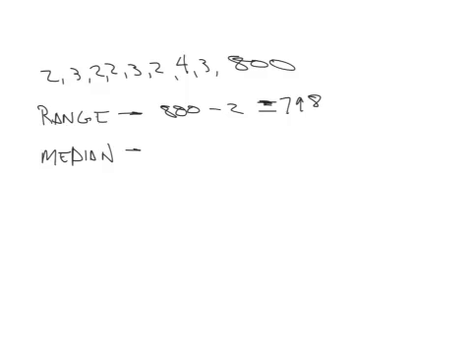Alright, so we're going to put them in order. 2, 2, 2, 2. I got rid of that, that, and that. 3, 3, 3. 4, 800. So that got rid of all that. Alright, so what am I looking for? I'm looking for the middle number.